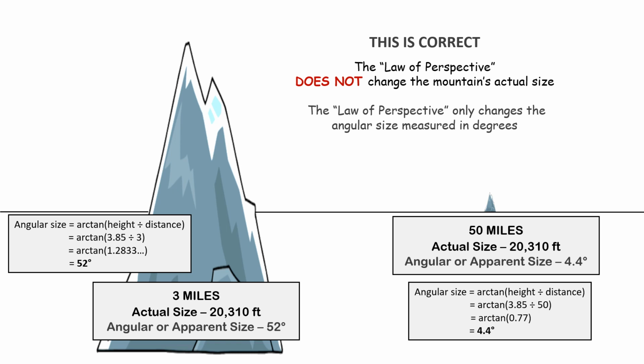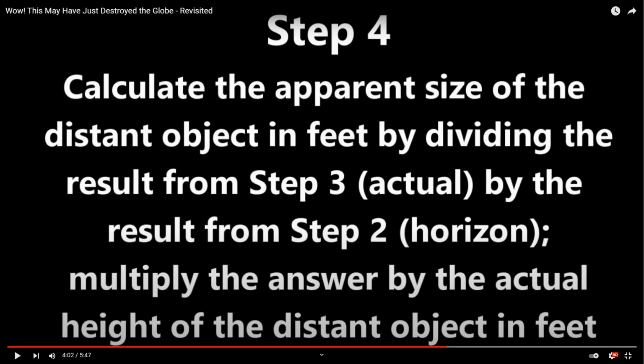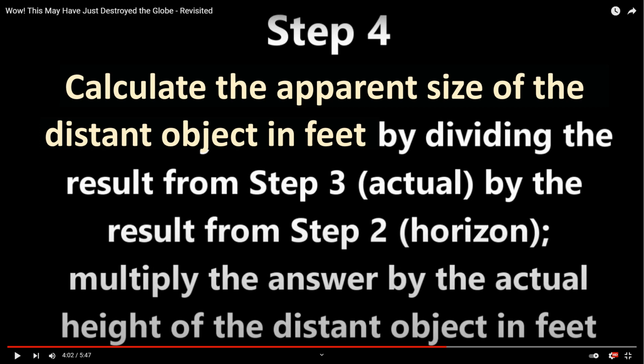So let's see where he's going with this. Step 4. Calculate the apparent size of the distant object in feet by dividing the result from Step 3, actual, by the result from Step 2, horizon. Multiply the answer by the actual height of the distant object in feet. And yes, I read that right. Calculate the apparent size of the distant object in feet.